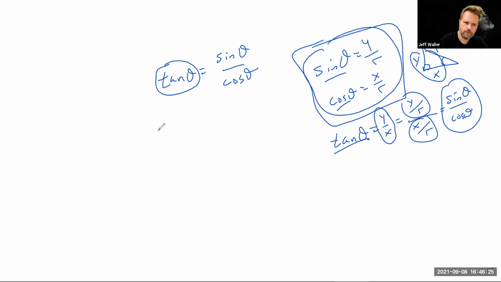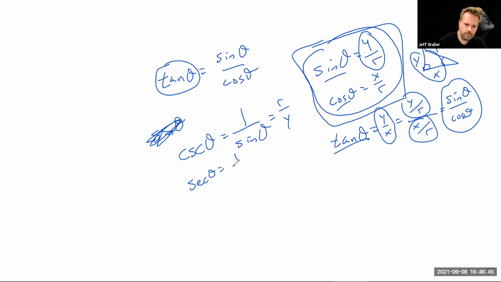Not really, to be honest. So sine, let me write this. Cosecant theta is 1 over sine theta. So it's really just r over y. Right? It's just the reverse of sine.